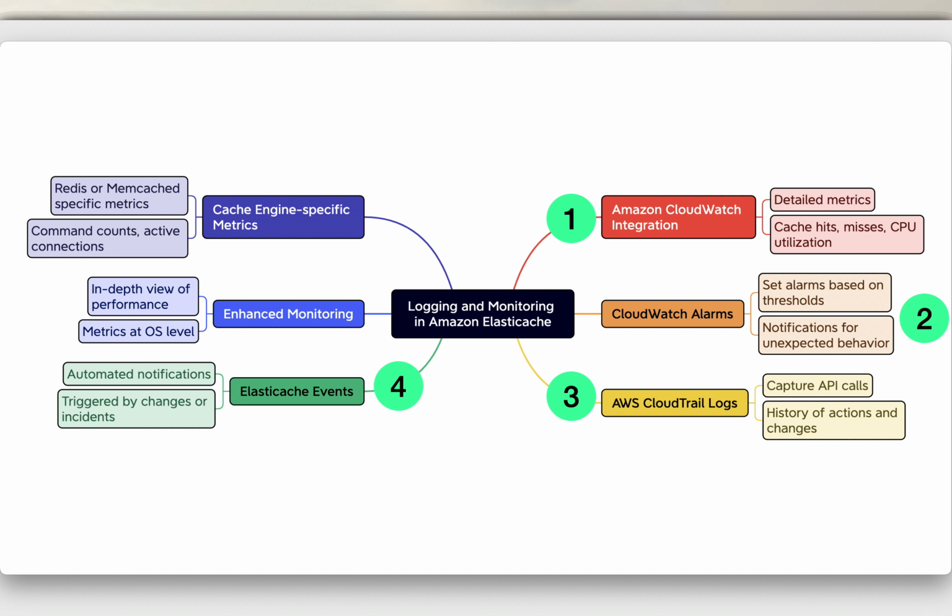4. ElastiCache events. These are automated notifications triggered by specific changes or incidents within the ElastiCache environment, such as failovers or backups. 5. Enhanced monitoring. Offers an in-depth view of the cache's performance by gathering metrics at the operating system level. This provides granular insights into how the cache nodes are performing. 6. Cache engine specific metrics. Depending on whether you're using Redis or Memcached, ElastiCache offers specific metrics like command counts, active connections, or memory fragmentation ratio, to name a few.